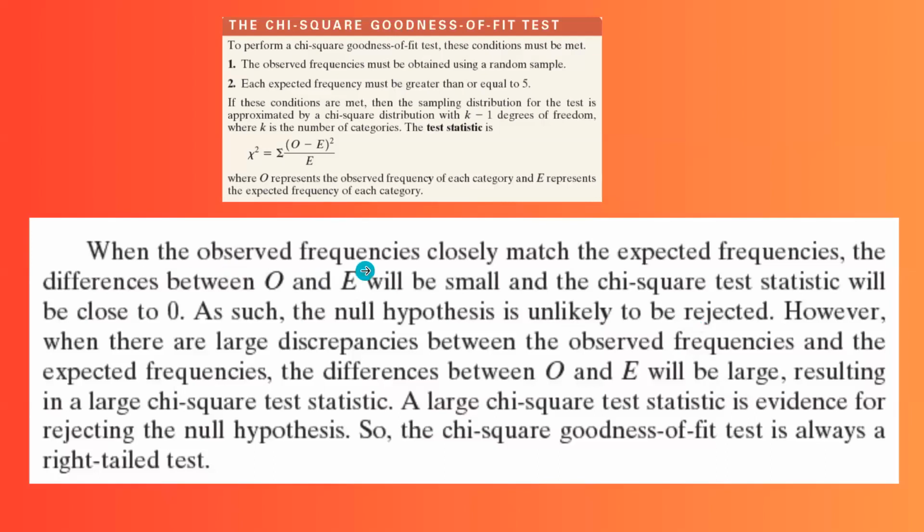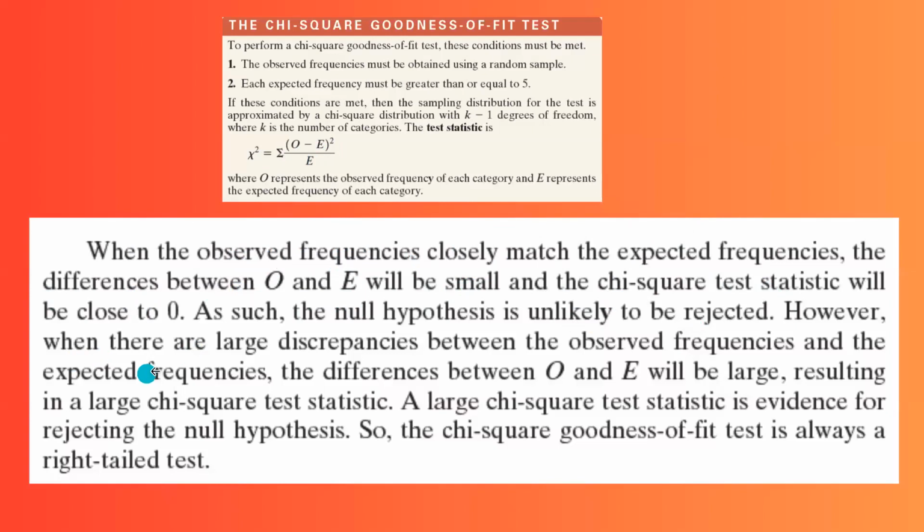When the observed frequencies closely match the expected frequencies, the difference between the observed frequencies and expected frequencies will be very small, and the chi-square test statistic will be close to 0. If this happens, the null hypothesis is unlikely to be rejected.